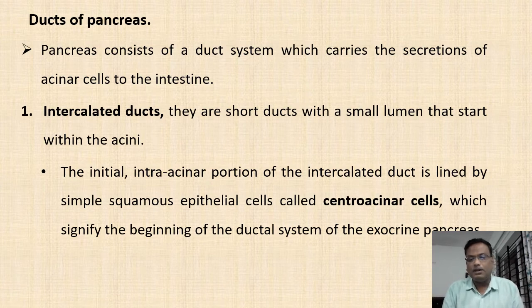Now, if we study the type of cells of the intercalated duct, we see that it is made up of flat squamous epithelial cells. And these cells are called centroacinar cells. Now, when we study the section under the microscope, we can differentiate the centroacinar cells and the actual acinar cells. The acinar cells are the functional part of the gland, whereas the centroacinar cells are the part of duct. These are flat cells, cuboidal or triangular shaped cells. And where we find the centroacinar cell, that point signifies the beginning of the ductal system of the exocrine pancreas.